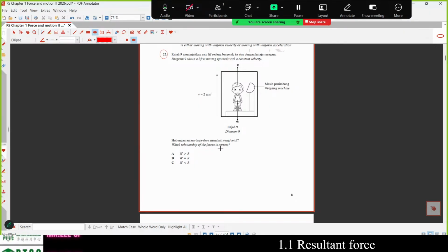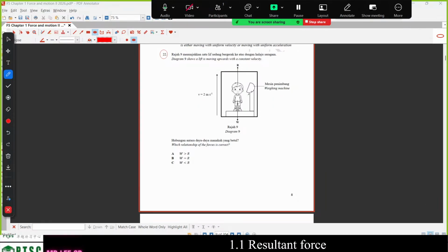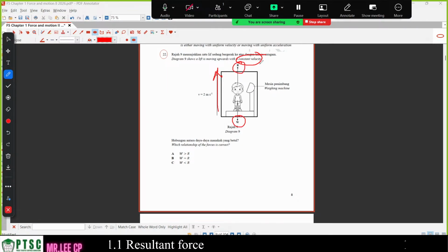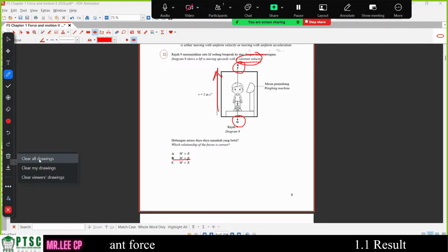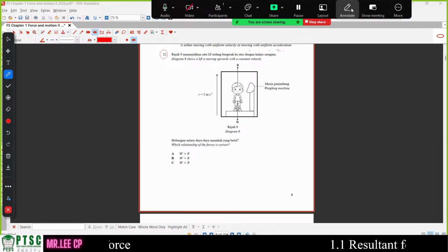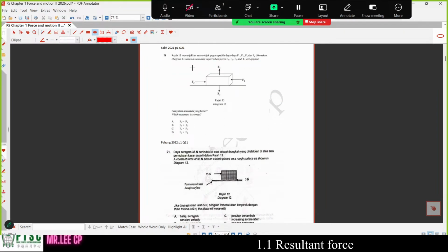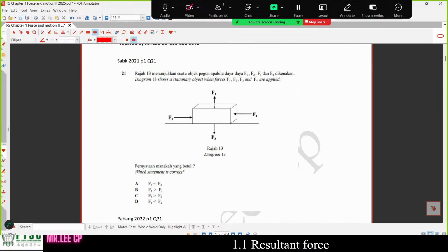Which one of the forces is correct? So this one, the lift is moving upward. Moving upward means moving upward with constant velocity. Constant velocity means up and down it is the same. R is equal to W because of constant velocity. Equilibrium. Answer is B. But I haven't taught you, so you can do it also. Alright. Next one.